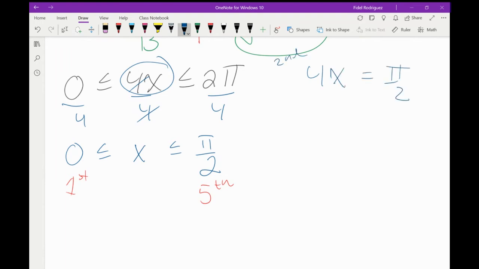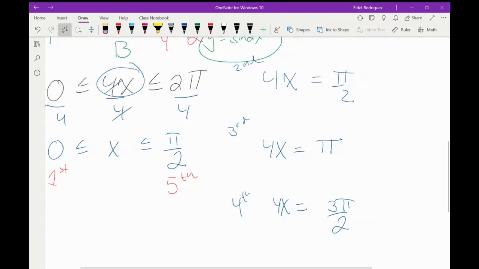This is going to give me my second point. 4x is equal to pi. This is going to give us our third point. And 4x is equal to, y'all remember the third one? 3 pi over 2, right? Or the fourth one, I should say.